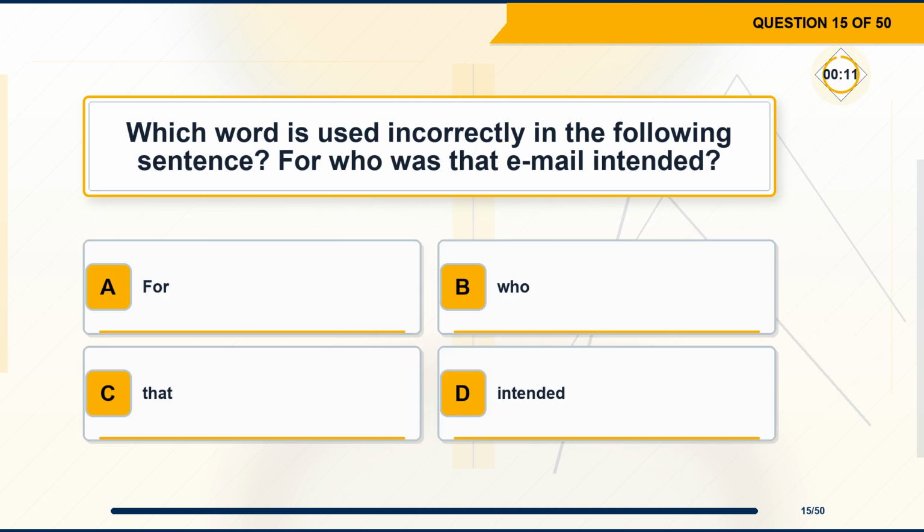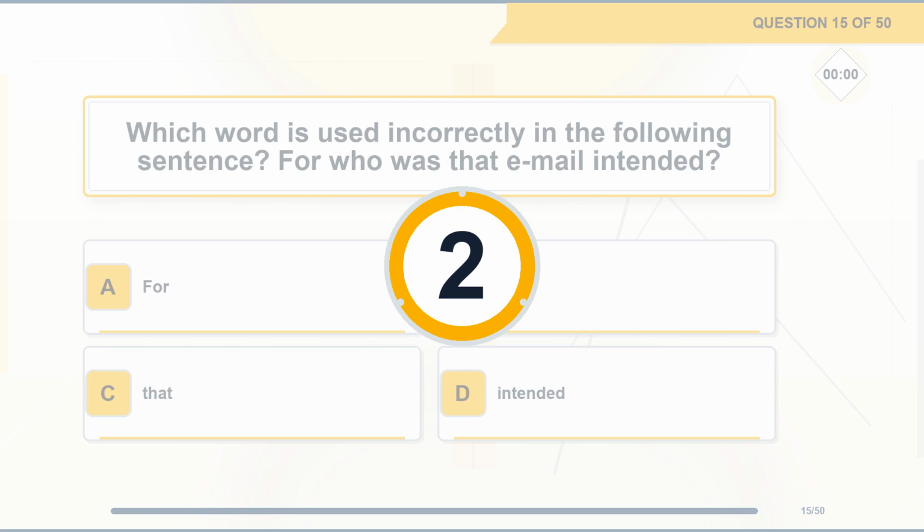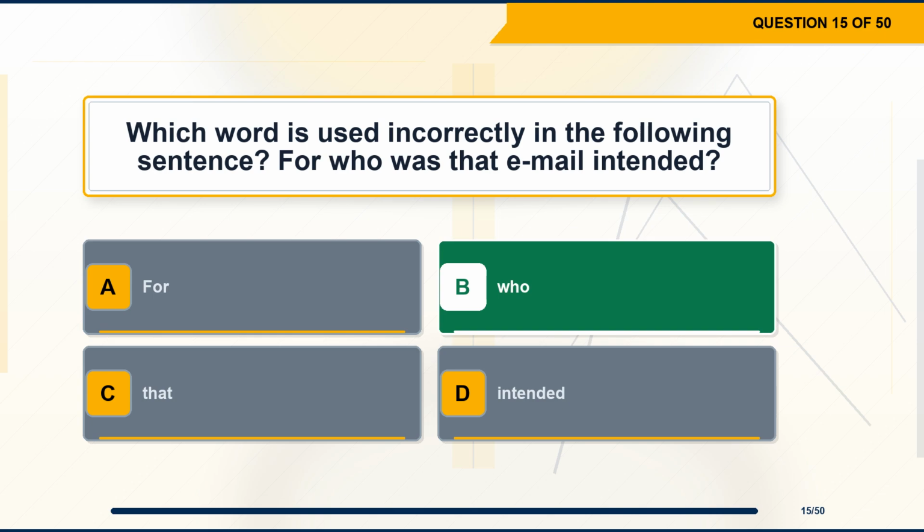Question 15. Which word is used incorrectly in the following sentence? For who is that email intended? Option A, for. Option B, who. Option C, that. Option D, intended. The correct answer is option B, who.